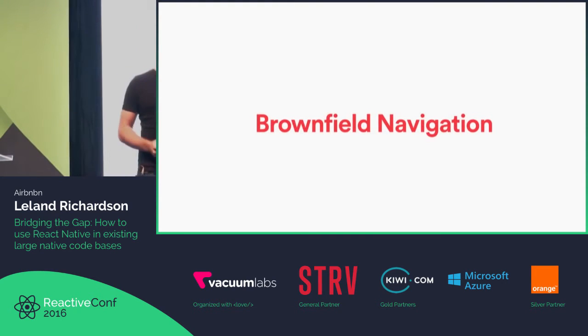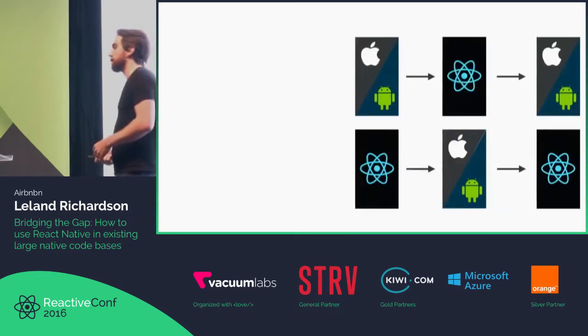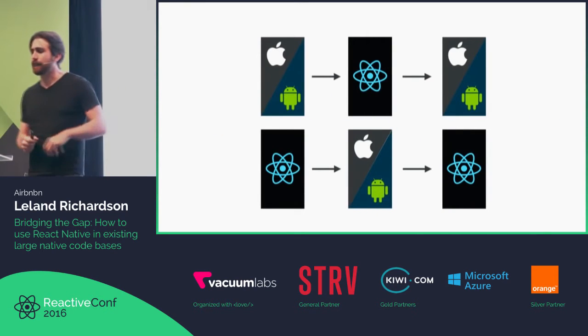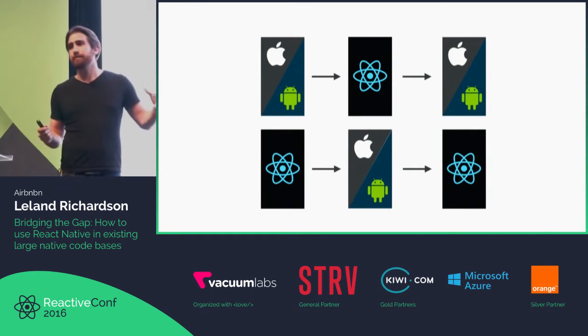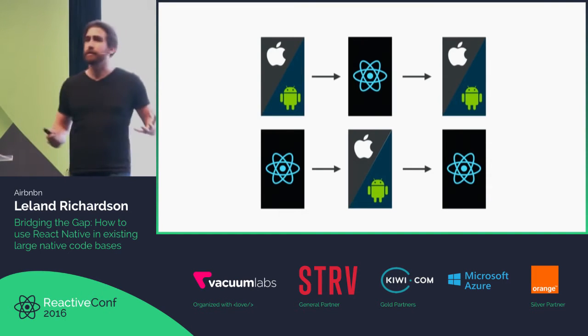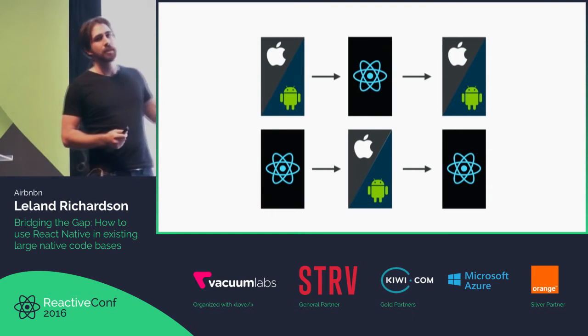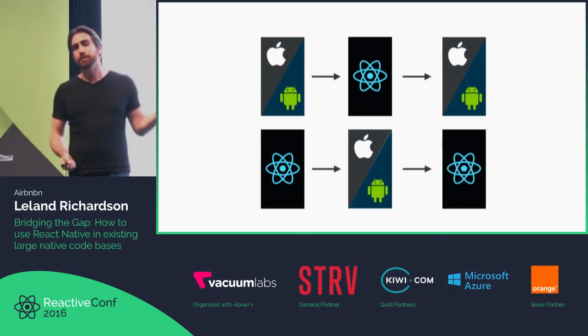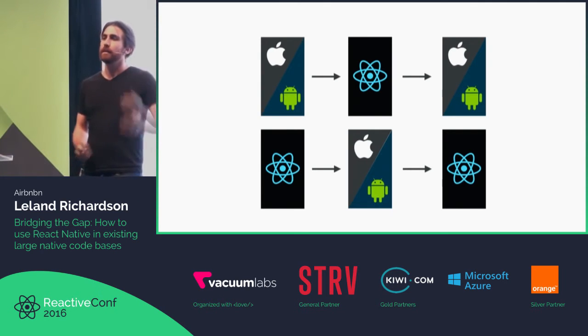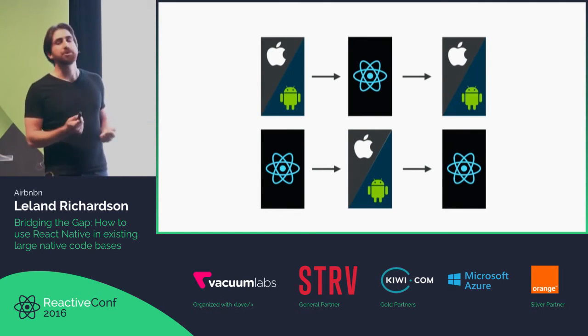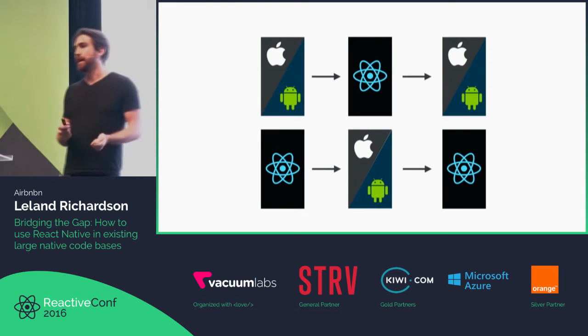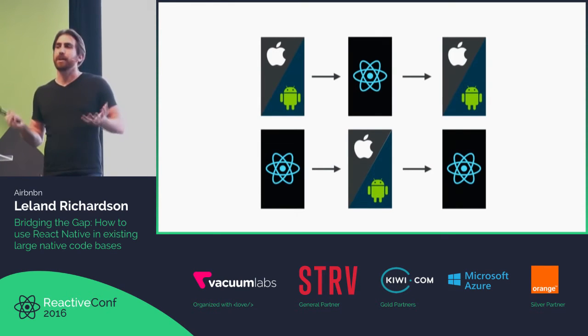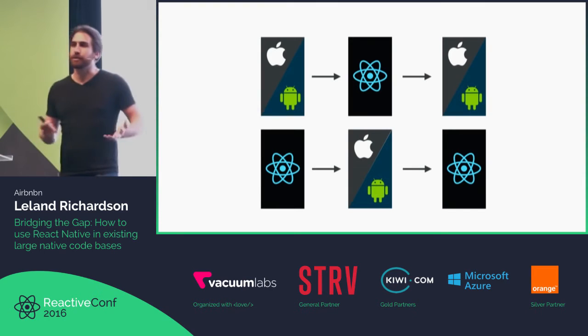So what are the brownfield use cases? What's different about brownfield apps? One thing is that we have native screens already existing, right? And so we need to be able to add new React Native screens and be able to navigate into them and back out, and all kinds of in between, without the user knowing that anything has changed, right? We don't want React Native to look like something different.